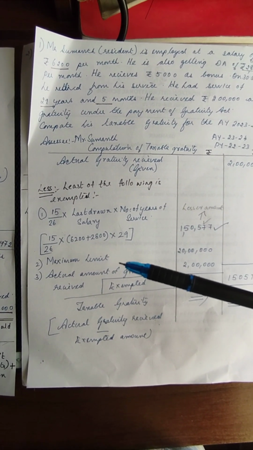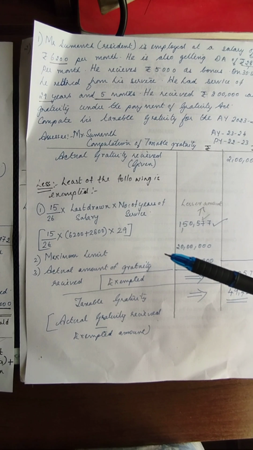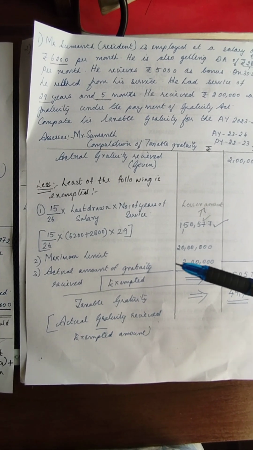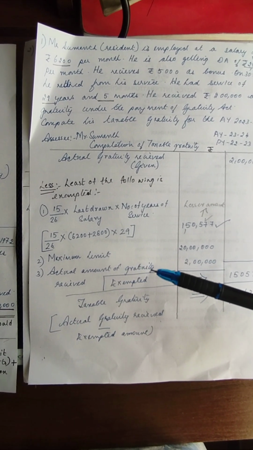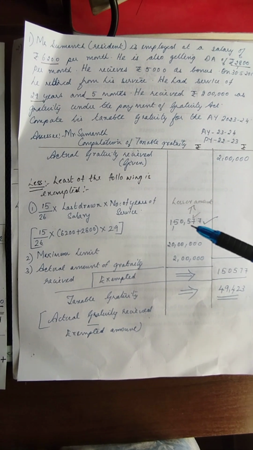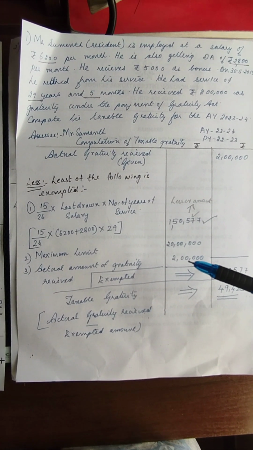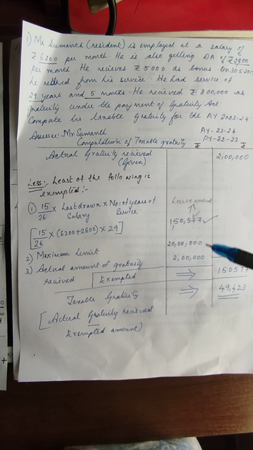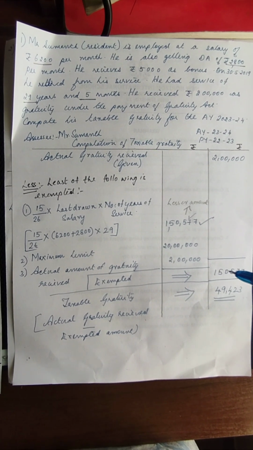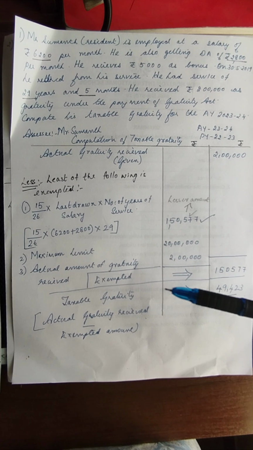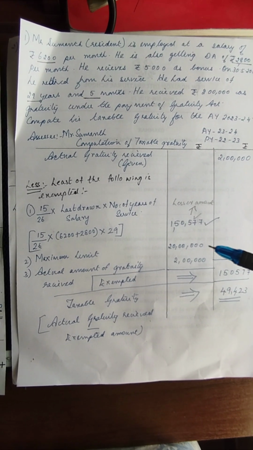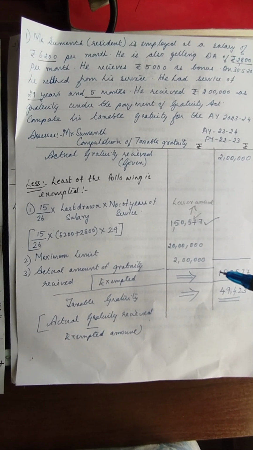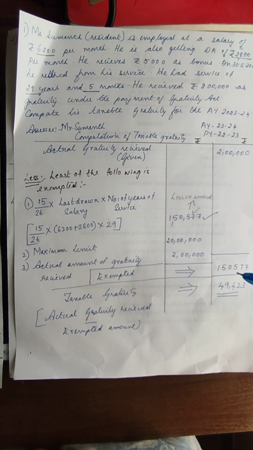Second is the maximum limit given by the income tax, which is 20 lakh. Third is the actual amount of gratuity received, 2 lakh. Among these three amounts, I have put a tick mark on the least amount, the lesser amount. We are taking that to the outer column: 1,50,577, that is the exempted amount. So this is the exempted gratuity, 1,50,577.